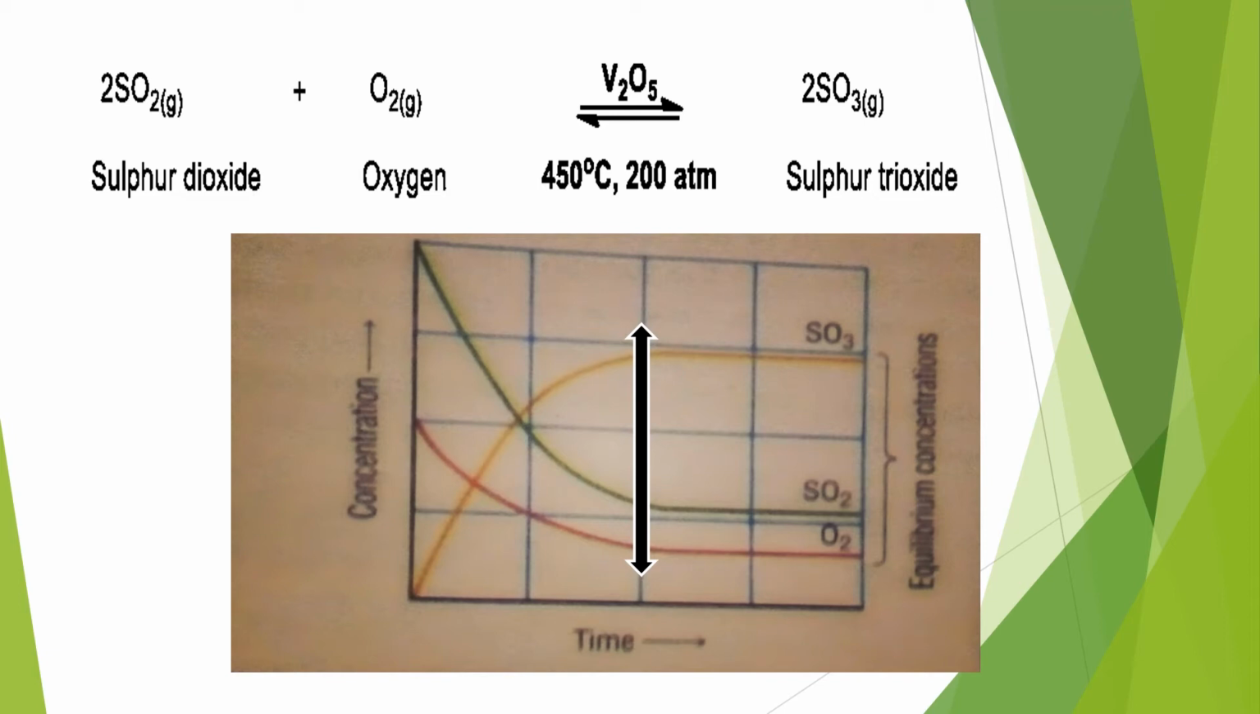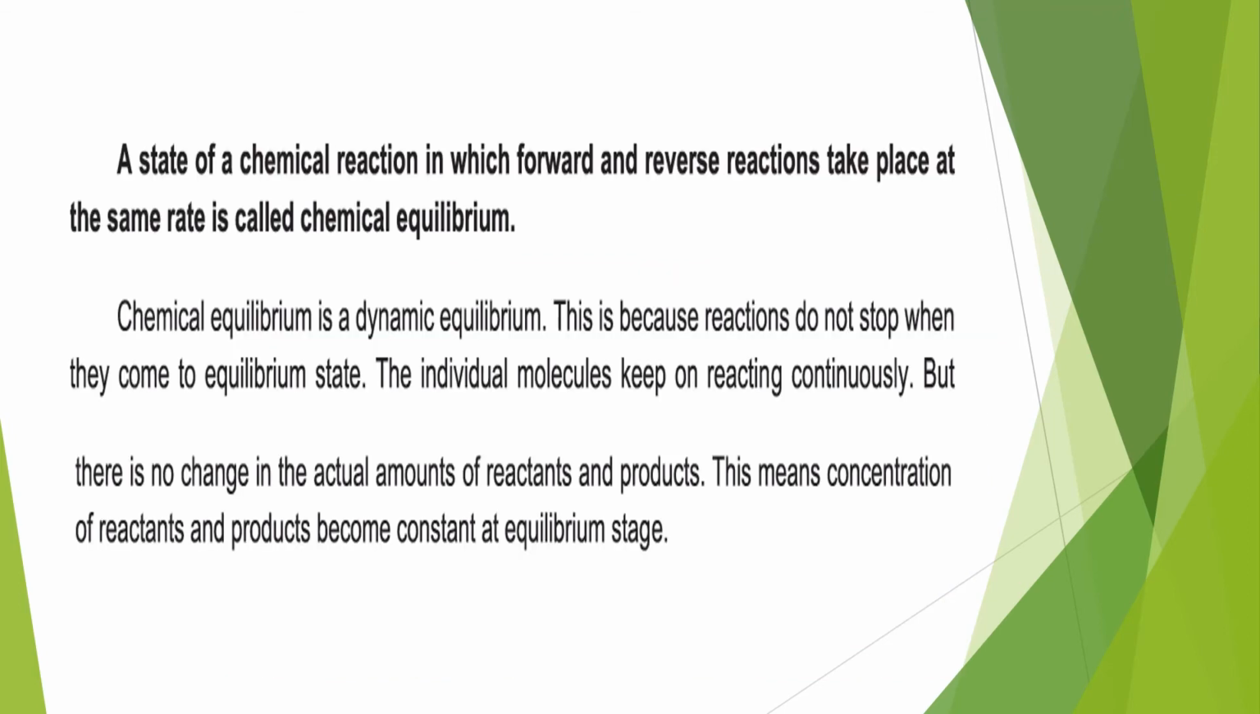Chemical equilibrium means the rate of the forward reaction and the rate of the reverse reaction have become equal. Chemical equilibrium is also called dynamic equilibrium. It is because the reactions do not stop at this stage. When equilibrium is reached, the reaction does not stop, but the transformation of reactants into products and products into reactants takes place at the same rate.